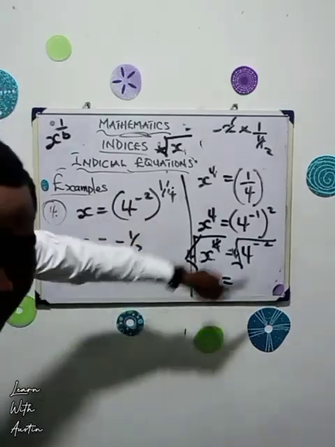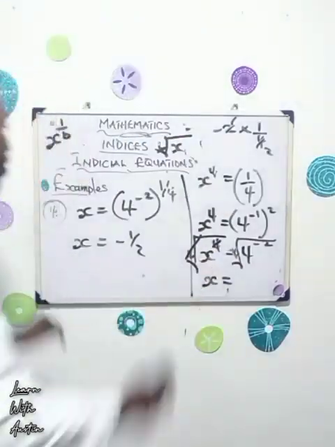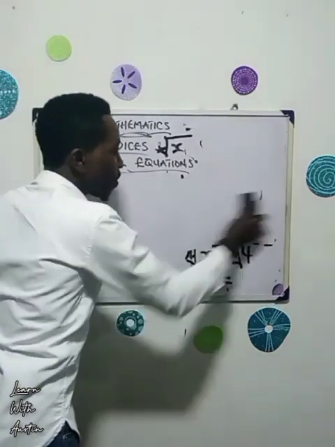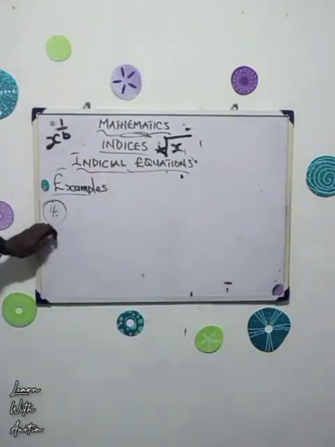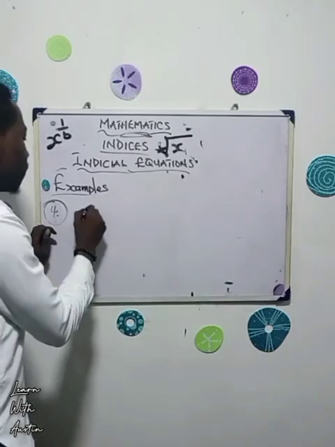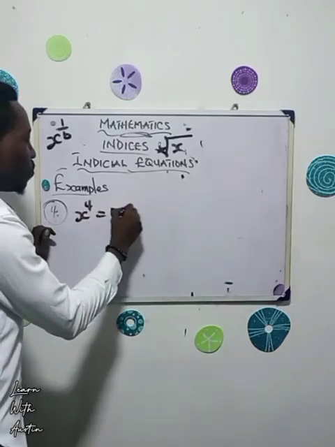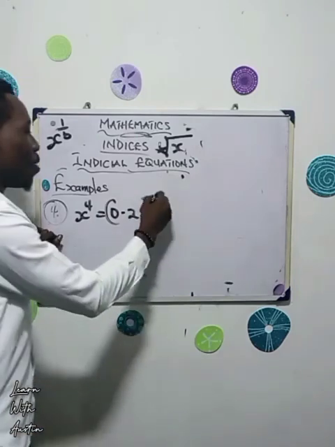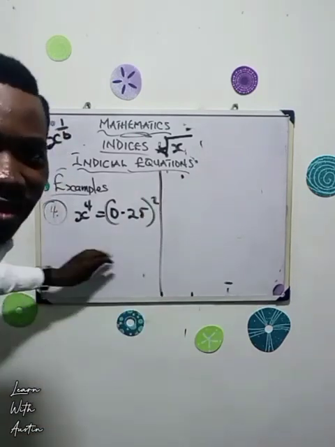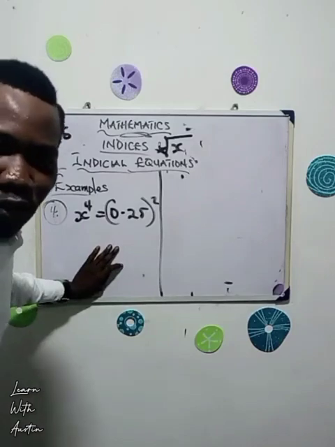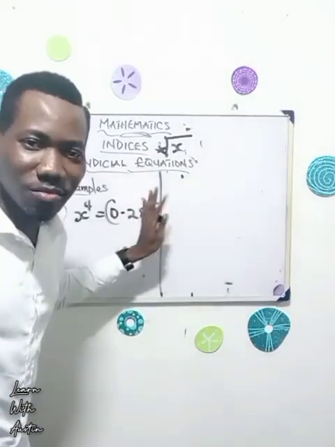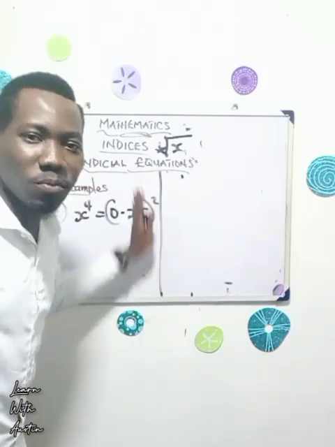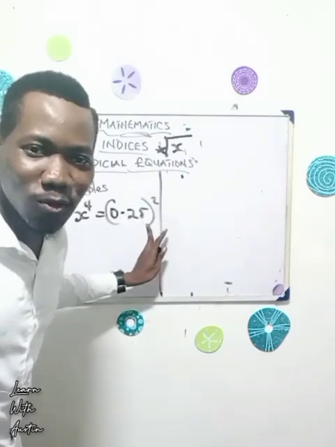That's the answer. Now let me go back again from the beginning and explain. So what's our question again? Our question says x raised to the power of 4 equals 0.25 all raised to the power of 2. Please let's pay attention. So what are we going to do? The first thing is to express the decimal in fraction. So express in fraction. What is 0.25?